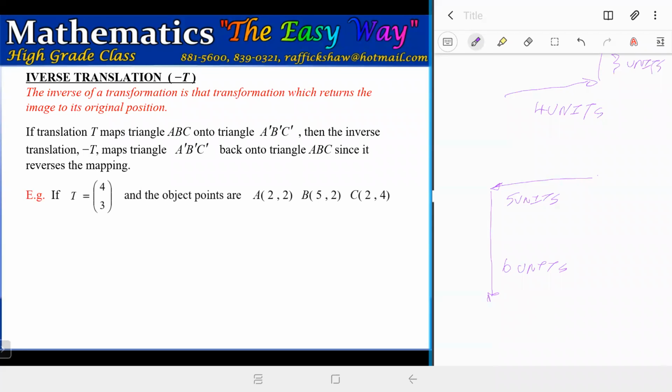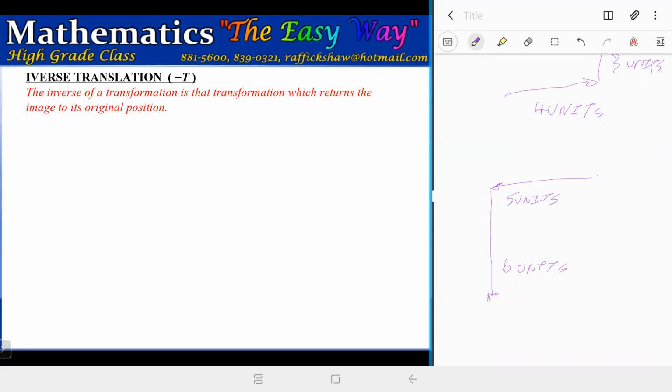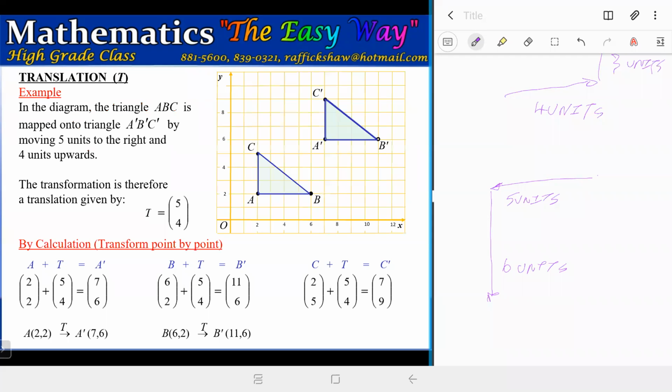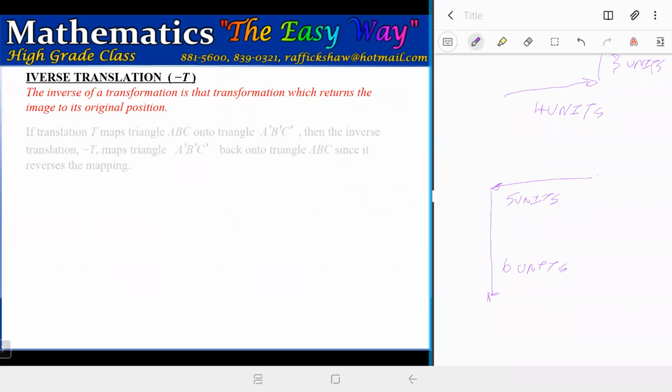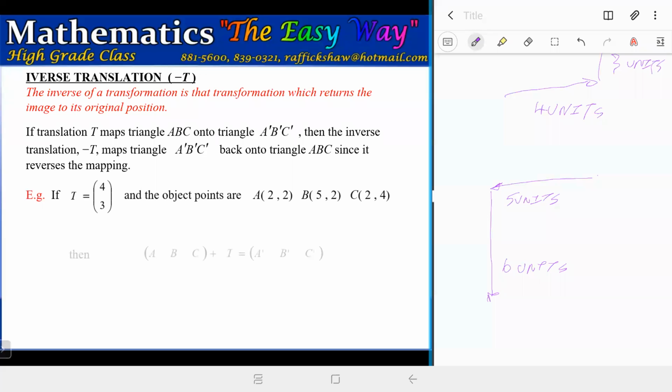So on the transformation, (4, 3) is a different one now. A while ago we did (5, 4), I think. Here it was (5, 4). So I'm using a different one now, (4, 3). I'm not going to spend a lot of time on it because you get it. A minus is going to take you back.